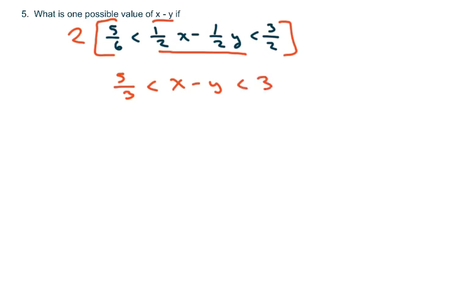If you want to find a value in between, 5/3 is about 1 2/3, right? But it can't equal that. So it has to be smaller than 3 but bigger than 1 2/3. So you could grid in 2 or 2.5 or 2.6, anything. Anything in between there is possible.